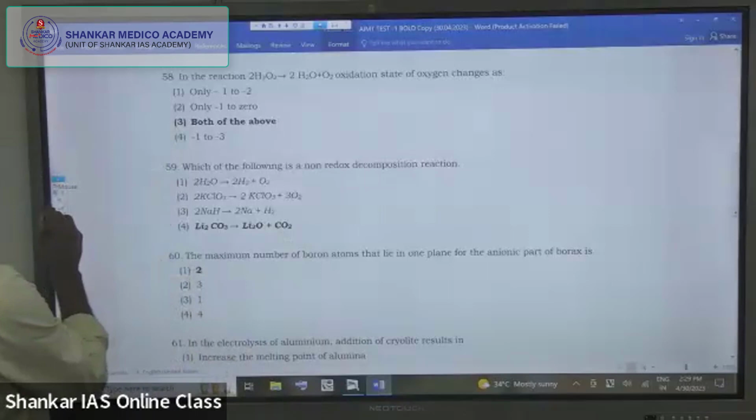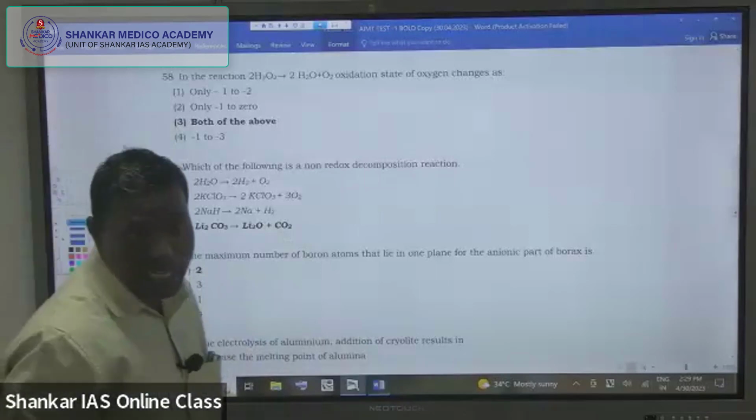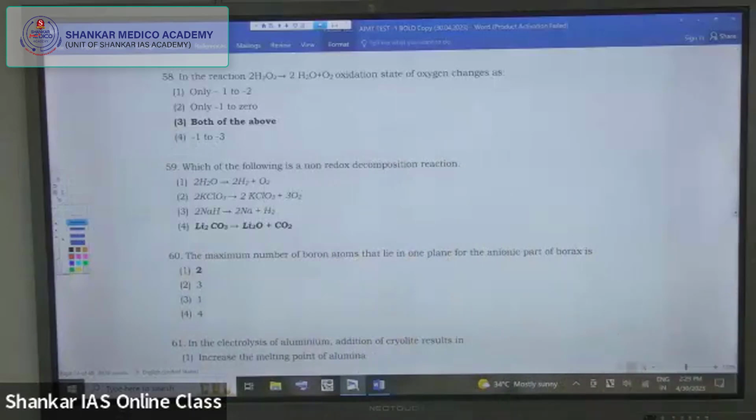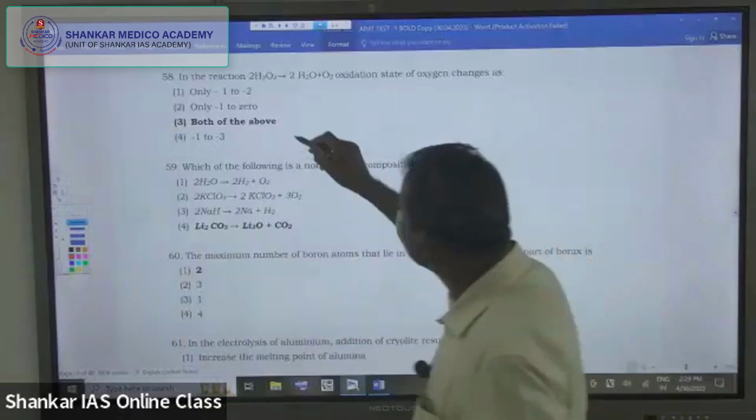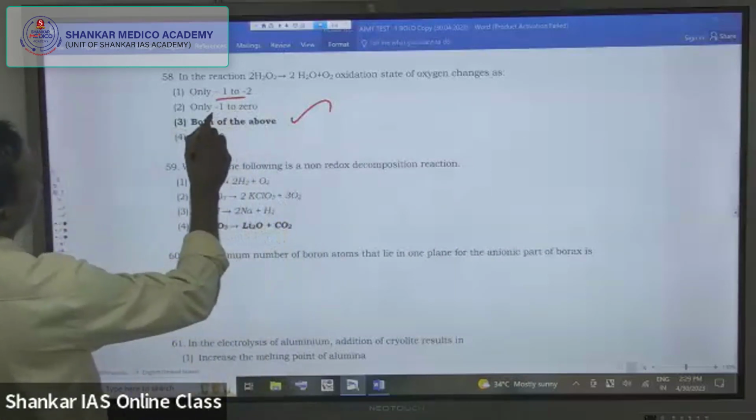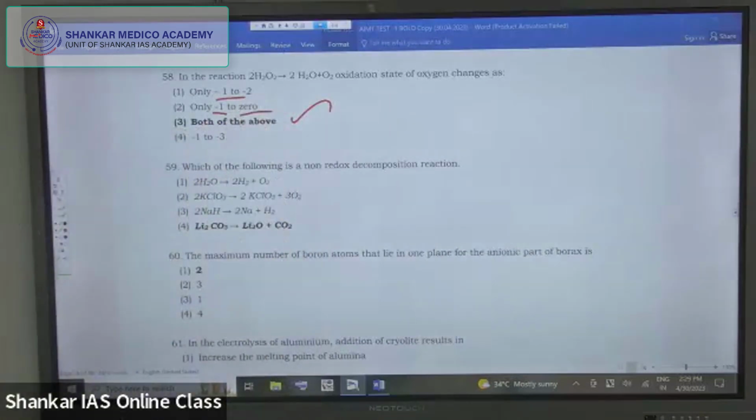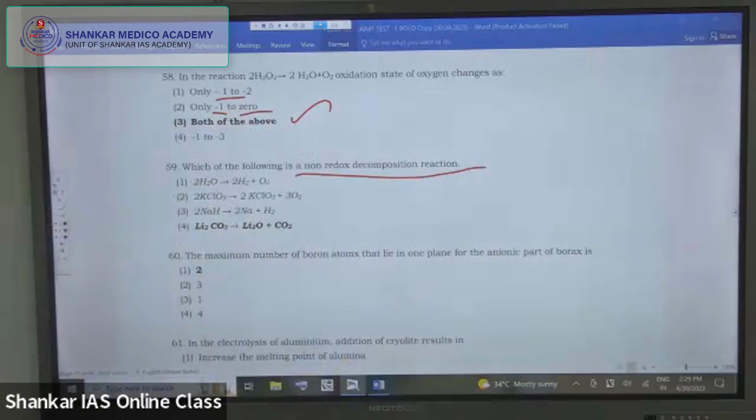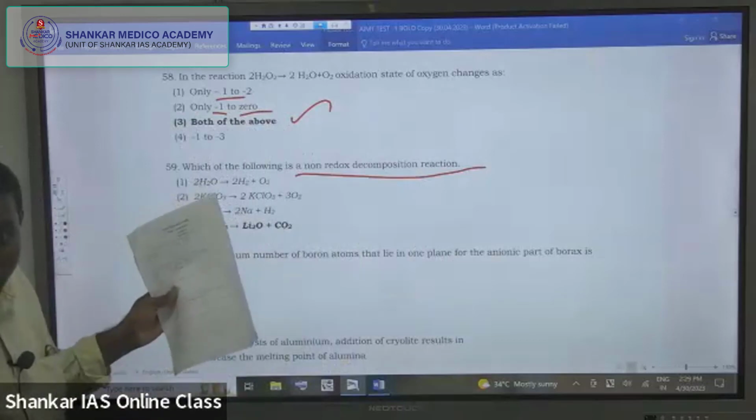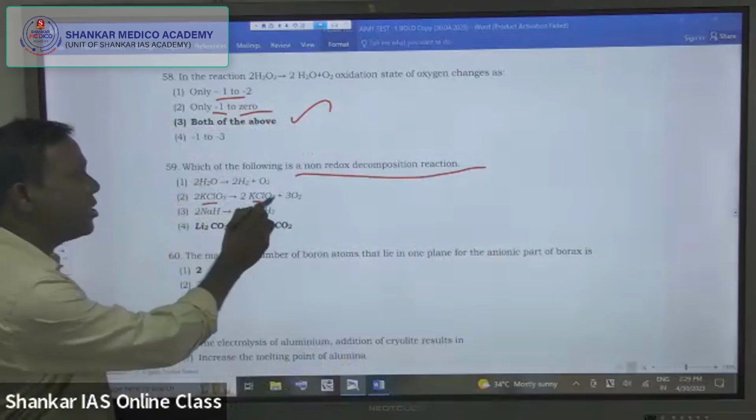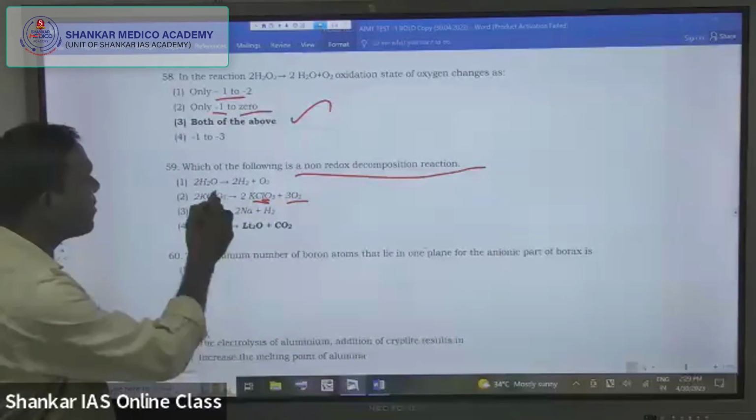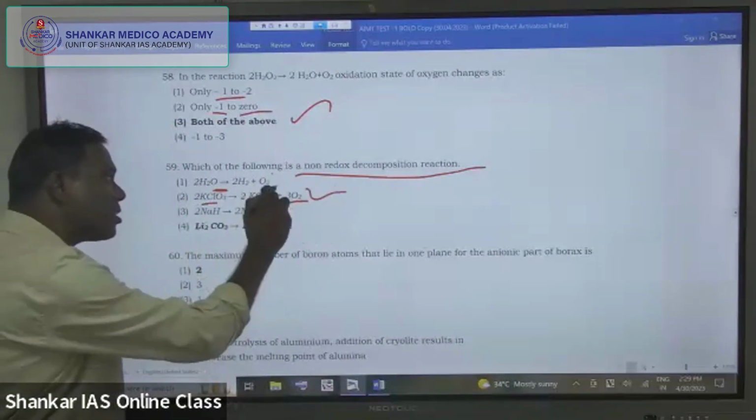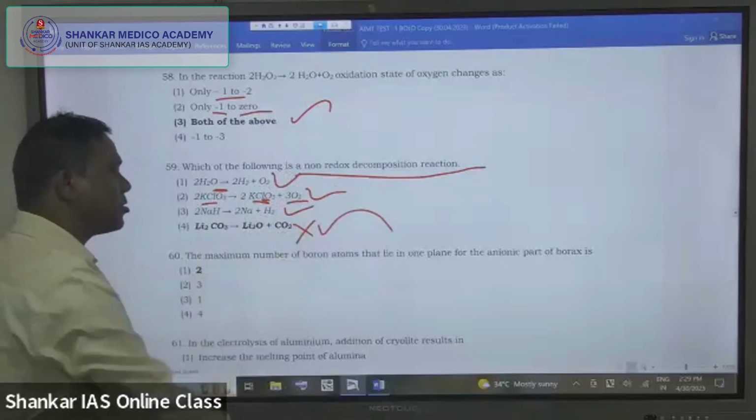Of course, decomposition of hydrogen peroxide is an example of a disproportionation reaction. One is getting oxidized and another is getting reduced, so that both 0 to -1 to -2 and -1 to 0. Both of the above is the correct choice. And here, not a redox reaction. Definitely, KClO3 decomposition is also a redox reaction. Many people never know that decomposition of potassium chlorate with oxygen production is not only a decomposition reaction but a disproportionation reaction, because the valence of chlorine is changing. Of course, here oxygen's valence is also changing. That's why this is also a redox reaction. This is also a redox reaction. This is also a redox reaction. This is the correct choice. Lithium.